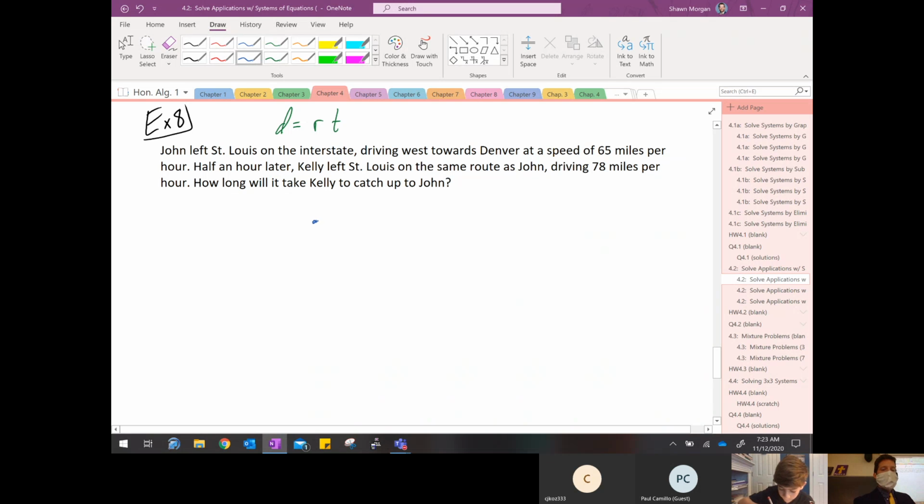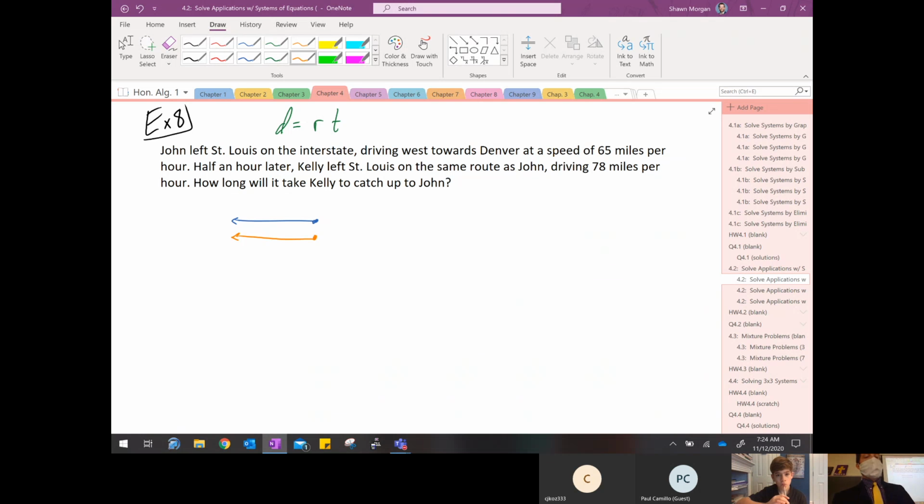We've got John, who's leaving St. Louis and going to Denver. And we've got Kelly, who's leaving St. Louis and going to Denver. Kelly leaves a little bit later, but they both leave at the same position and they both travel the same route. And the question says, when will Kelly catch up with John? So what do you know about their distances? They are equal distances. This isn't one of those dirt problems where we're adding the two distances up and setting it equal to a total. This is one of the dirt problems where his distance and her distance equal each other.